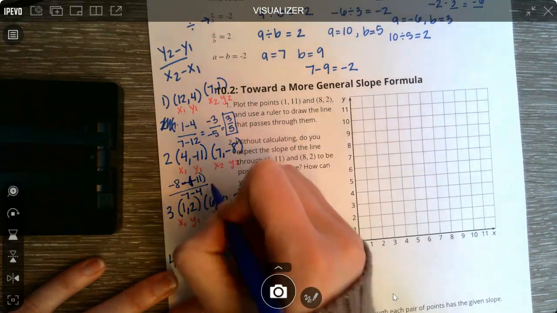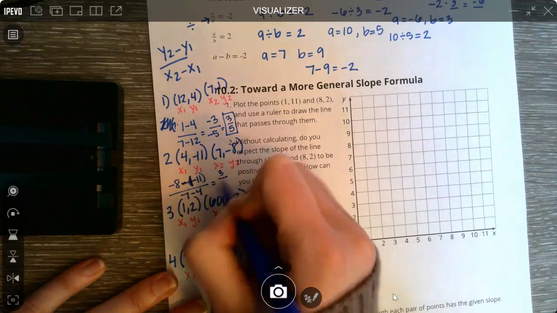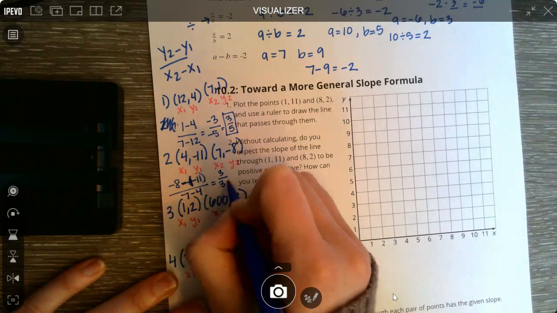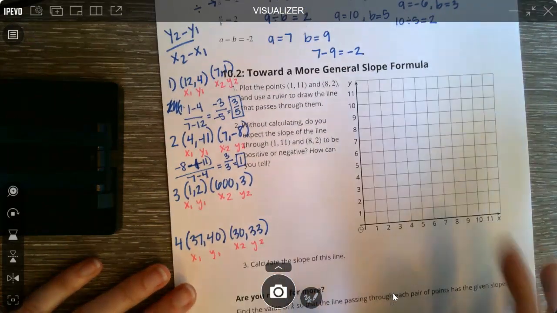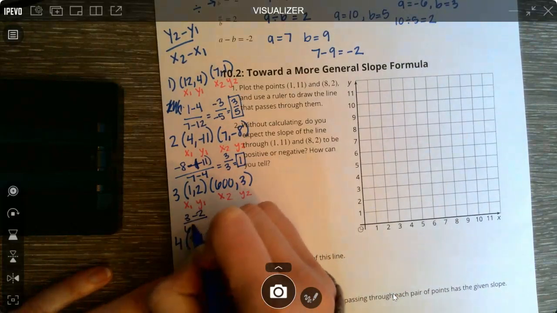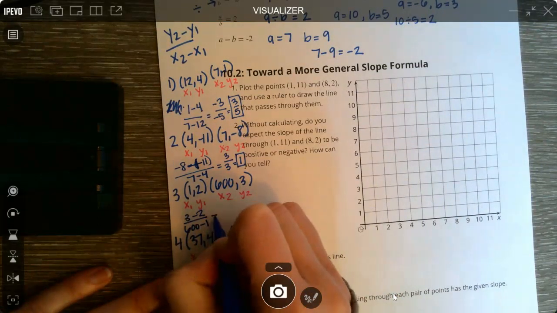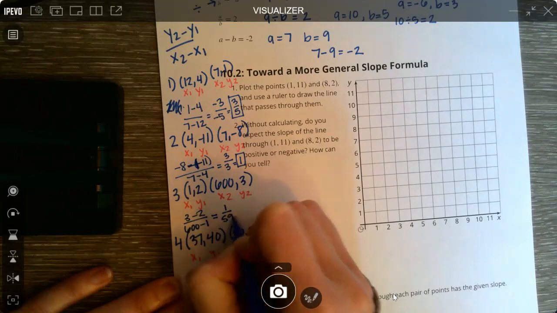I'm going to make that a big old plus sign. So I have negative 8 plus 11, which will be 3 over 7 take away 4, 3, which is 1. Mine's a little squishy. Okay, next I've got 3 minus 2 over 600 minus 1, which is going to be 1 over 599.